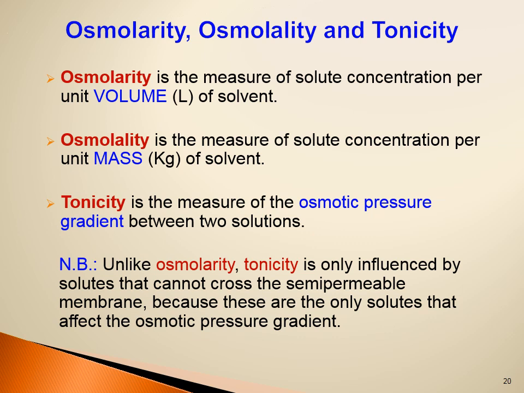Unlike osmolarity, tonicity is only influenced by solutes that cannot cross the semi-permeable membrane. And in the previous example, the solute that cannot cross the semi-permeable membrane was the triangularly or pyramid-shaped orange solute present in the right arm, because these are the only solutes that affect the osmotic pressure gradient. If we remove that solute from the right arm, then we'll have equal osmotic pressure on both sides, and there is no gradient. So there will be no net movement of water by osmosis.